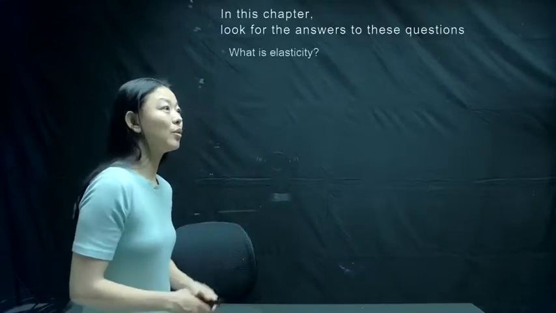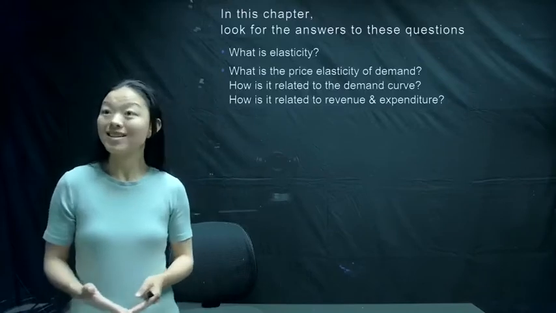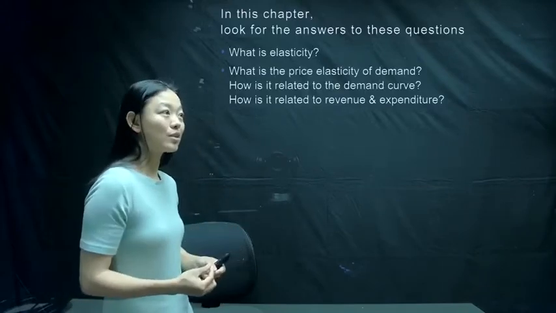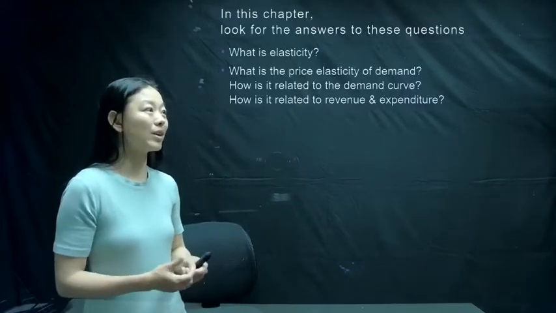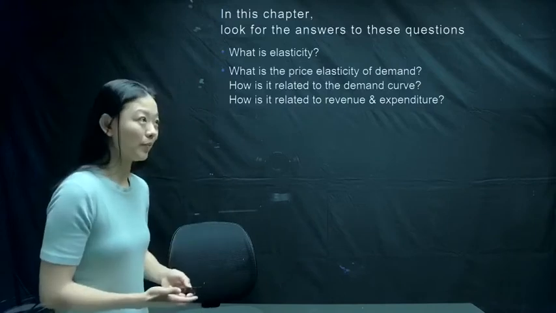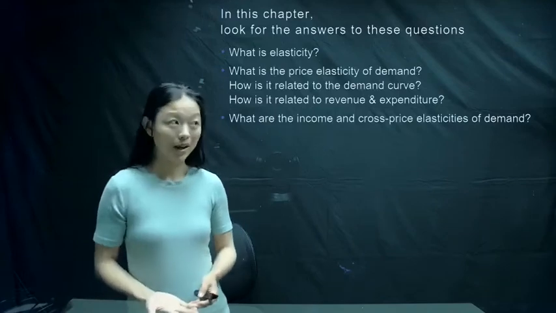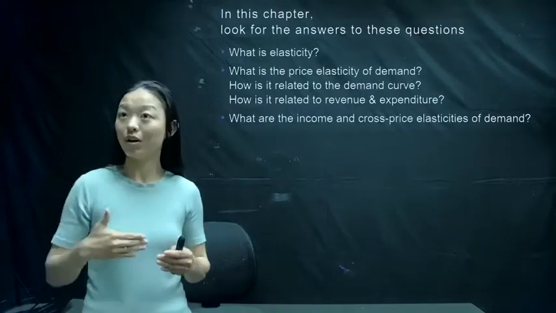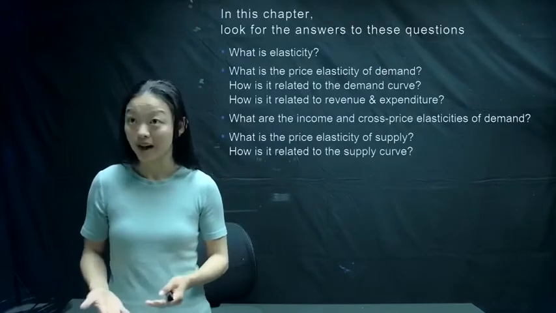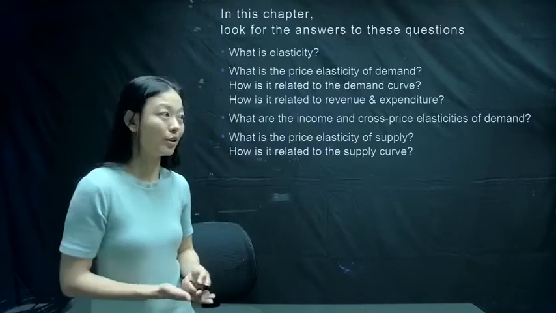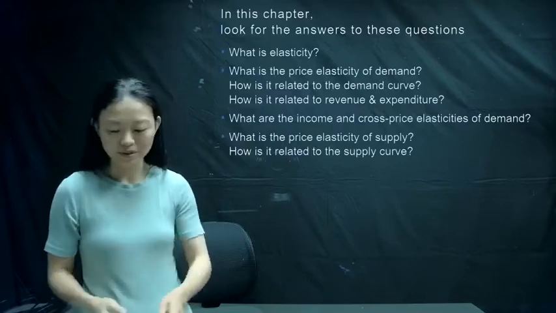So we will first learn what is elasticity, okay, and then we'll move on to what is price elasticity of demand, how this is related to the demand curve that we already learned in chapter 4, and how it's related to revenue and expenditure. We also want to then work out income and cross price elasticity of demand. And after we finish demand, then we'll move on to supply. So for the supply side, we learn what is the price elasticity of supply and how it's related to the supply curve. Okay, so those are the things that we will learn in this chapter.